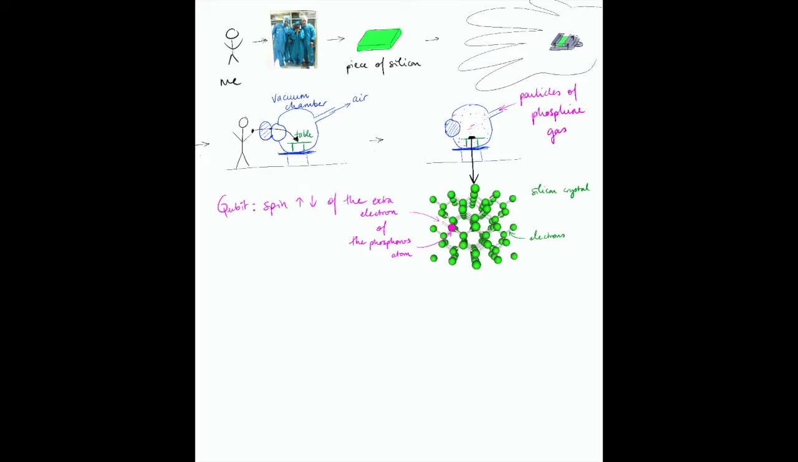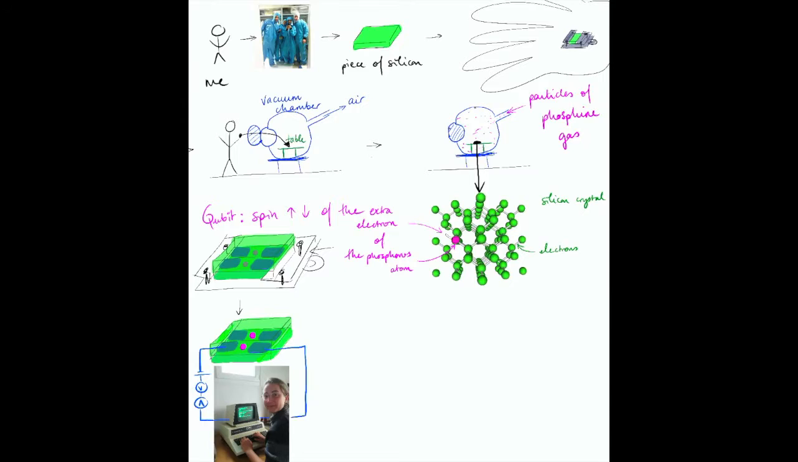Now, the question is, how do we control the information in that qubit? Well, we control it electrically. There are our two qubits, and the electrical contacts are actually made of phosphorus. Then we overgrow with a little bit more silicon, and then we need to contact it with a computer so that we can read out and send in information.